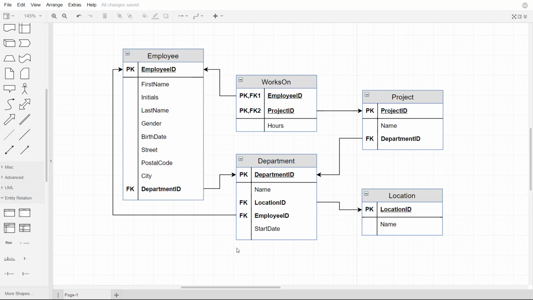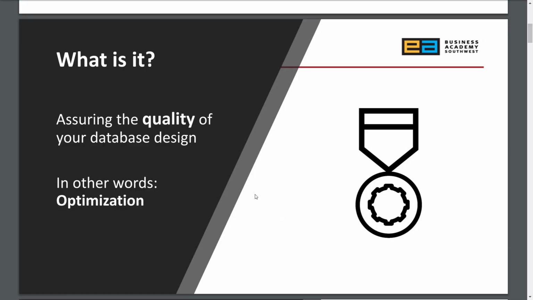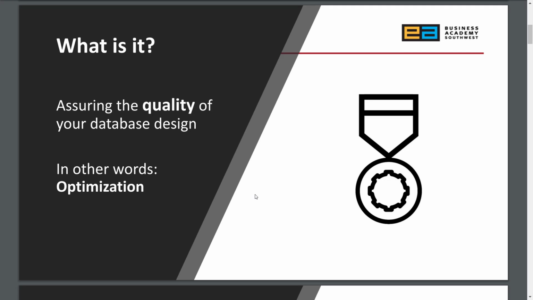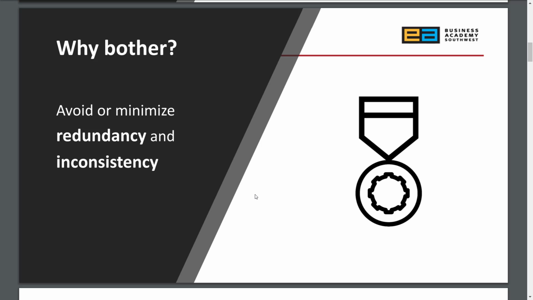Hey everybody, and welcome to this video about how you can normalize a relational data model. We have this RDM here that we will use to normalize, and basically normalization is about how we can optimize the database. It is about assuring the quality of your database design, and an important part is that we should avoid or minimize redundancy and inconsistency.